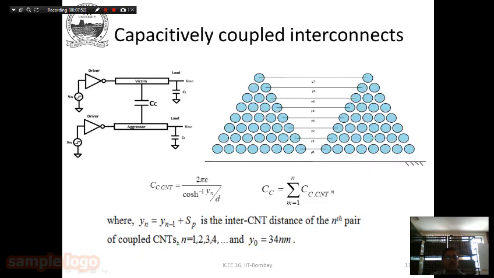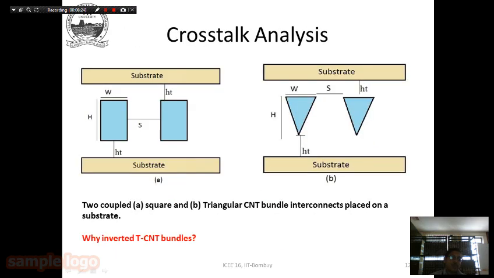Capacitively coupled interconnects: we do the SPICE simulations for capacitively coupled interconnects, where we use driver-interconnect-load models for both adjacent interconnects in the bundle in the IC. As can be seen from the diagram, the distance between the corresponding CNTs in the bundle increases, as we see from the triangular CNT bundles which are coupled to each other. The equations for coupling capacitance as well as the total coupling capacitance are given below.